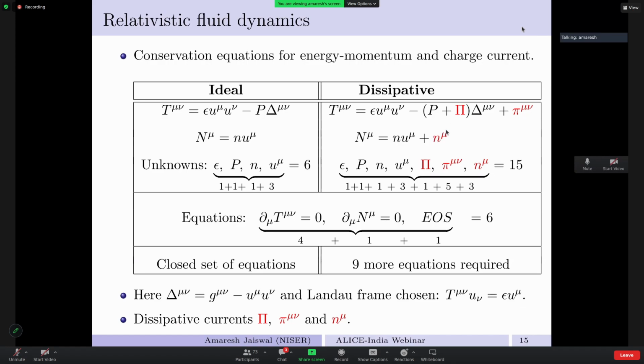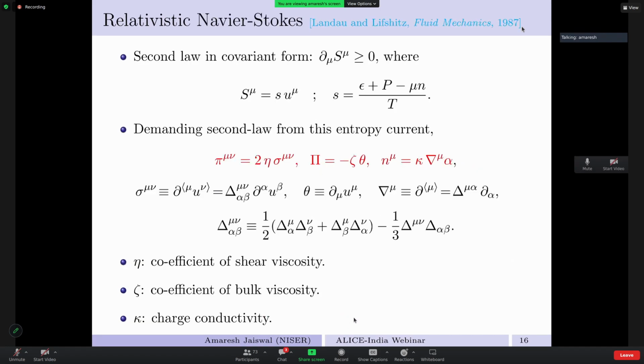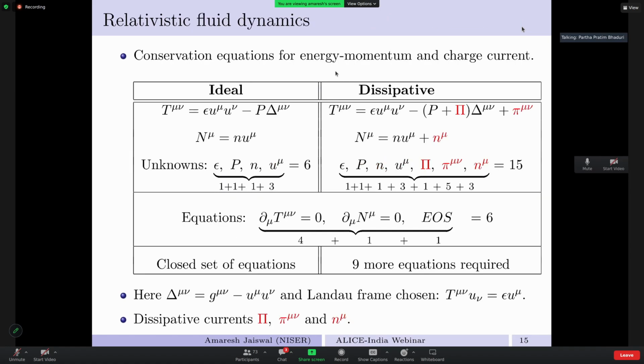And the equations for these have to be obtained in some way. Usually that is done by appealing to the second law of thermodynamics. So we write the entropy four-current and we demand that its divergence is positive. The term corresponding to bulk viscosity is a scalar, and that corresponding to shear viscosity is a tensor. So this is a scalar, a tensor, and a vector dissipation. There are 3 types of dissipation in this picture.